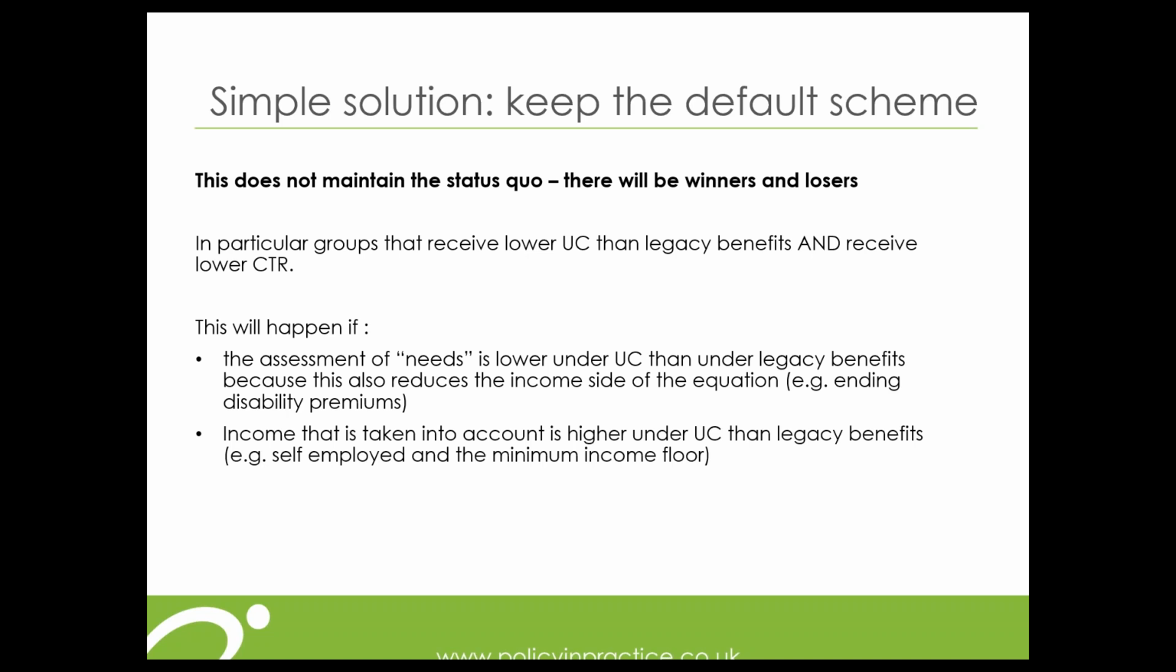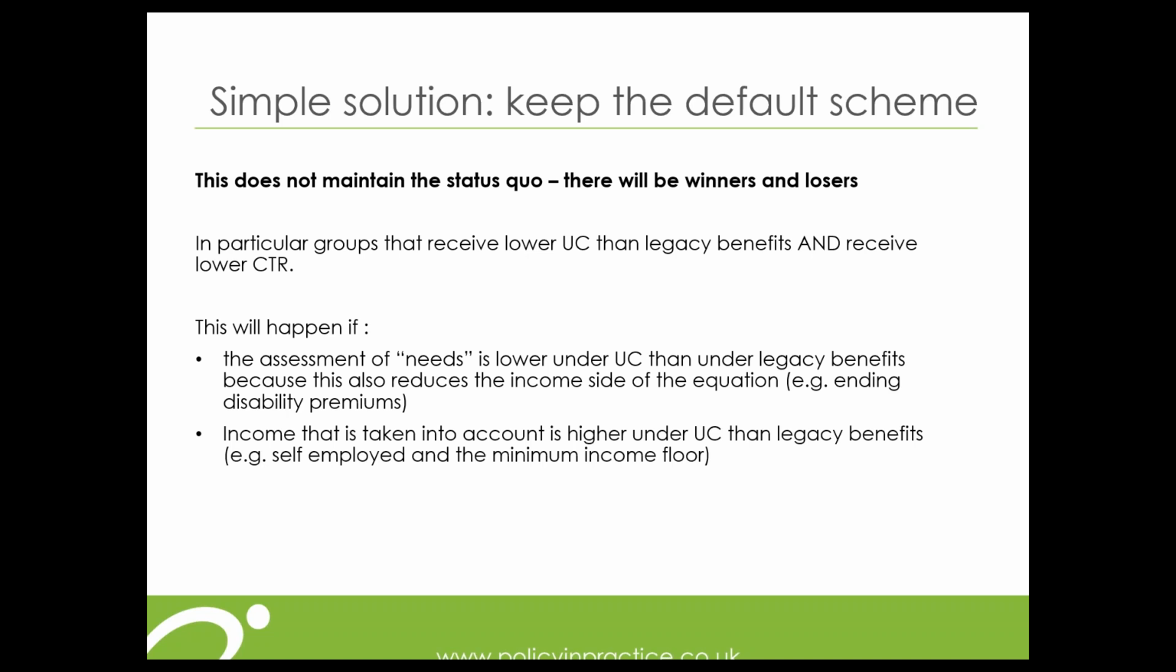If you've got people with a needs element, i.e. what used to be the applicable amount, lower under UC than under legacy benefits, it also reduces the income side. What that means is that they lose on the universal credit, but they also lose CTR. So they're doubly hit. You also have problems where income taken into account is higher under universal credit than legacy benefits, such as the self-employed.